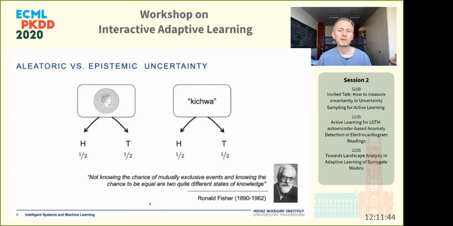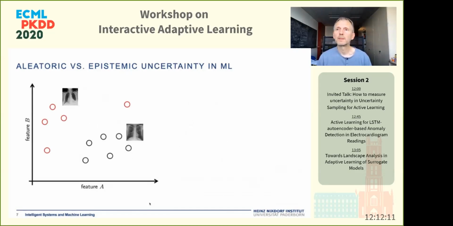And this distinction was already highlighted by the famous Ronald Fisher, a famous statistician, who said that not knowing the chance of mutually exclusive events and knowing the chance to be equal, like in the case of coin flipping, are two quite different states of knowledge, which ought to be distinguished, and the distinction of which could be useful at least sometimes. And our claim is that this distinction might also be relevant within machine learning, and in particular, it might be useful for active learning and uncertainty sampling.